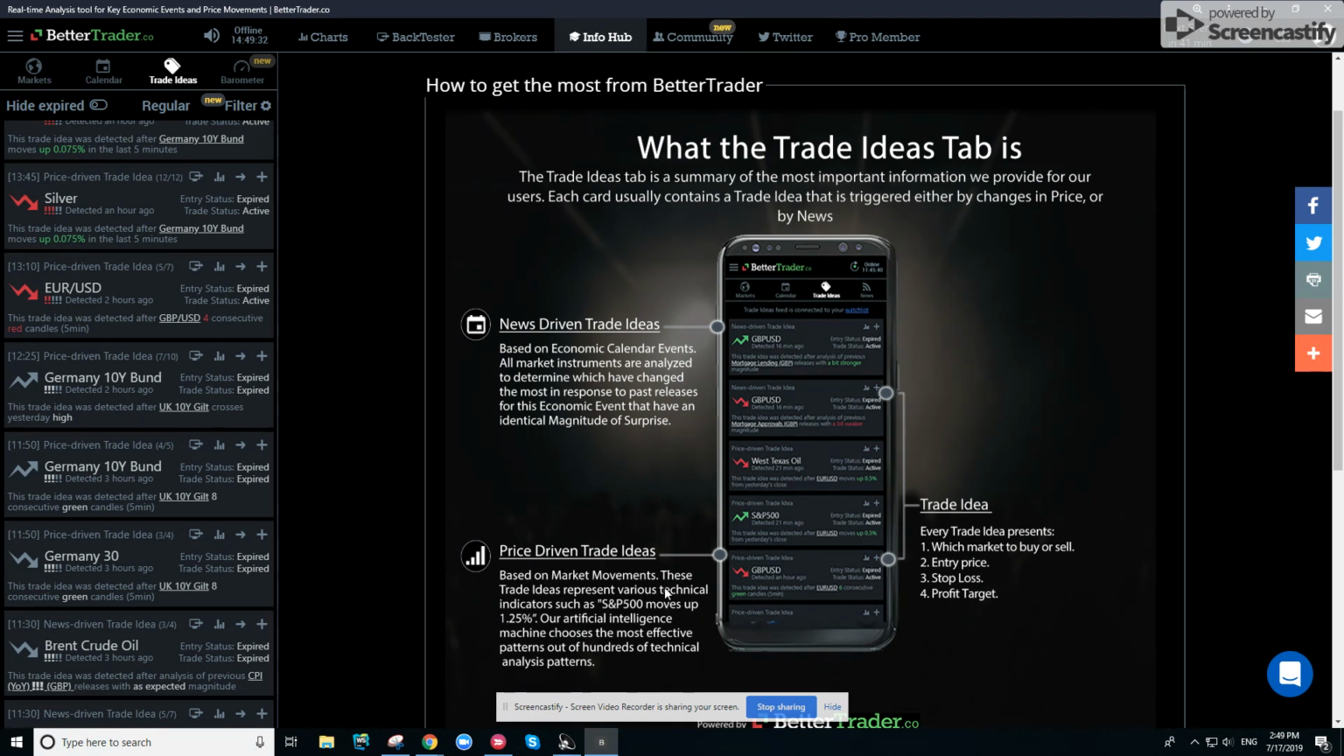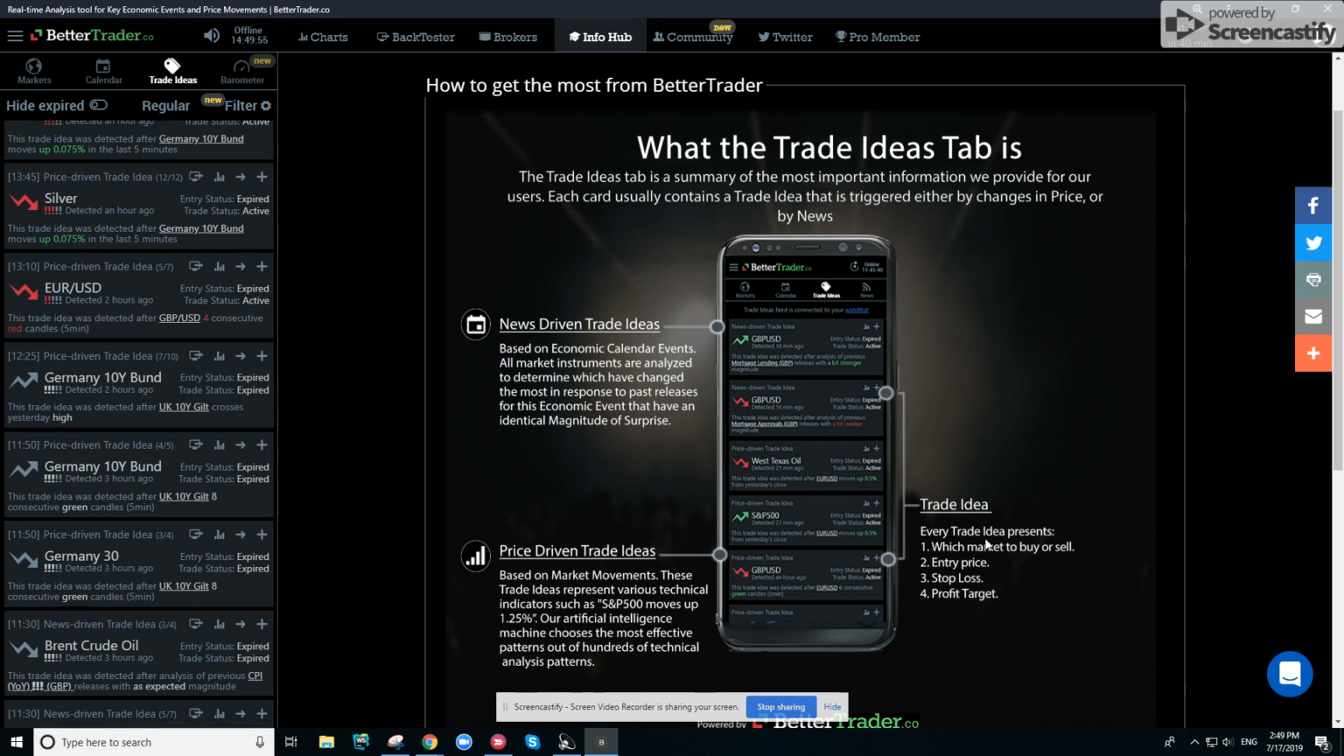Based on market movements, these trade ideas represent various technical indicators such as S&P 500 moves up 1.25%. Our artificial intelligence machine chooses the most effective patterns out of hundreds of technical analysis patterns, right? So our algorithms choose this not by chance, but based on what happened previously when this was released.